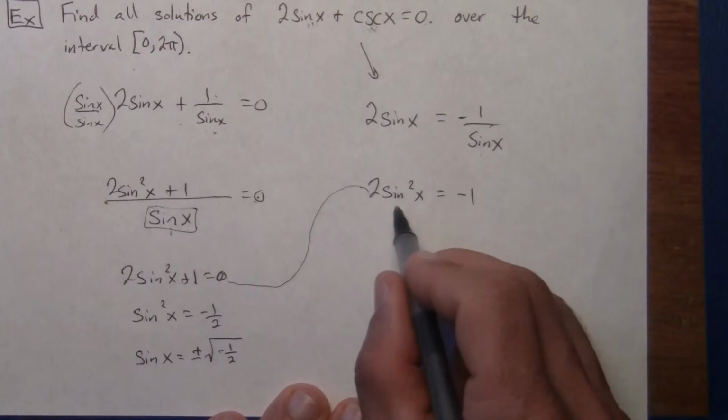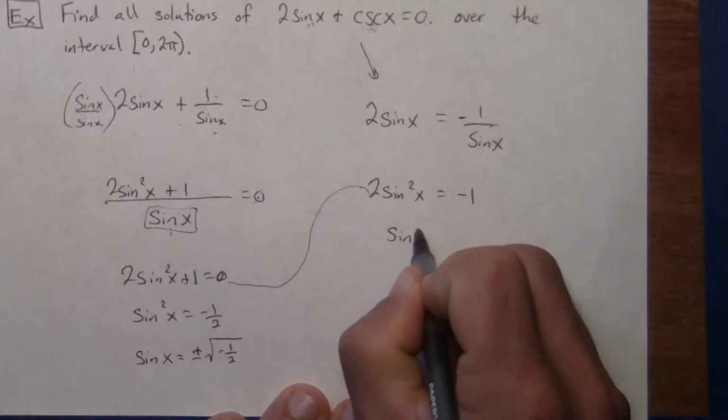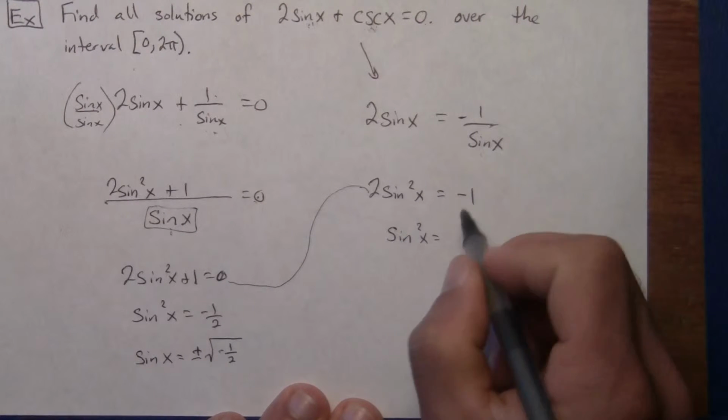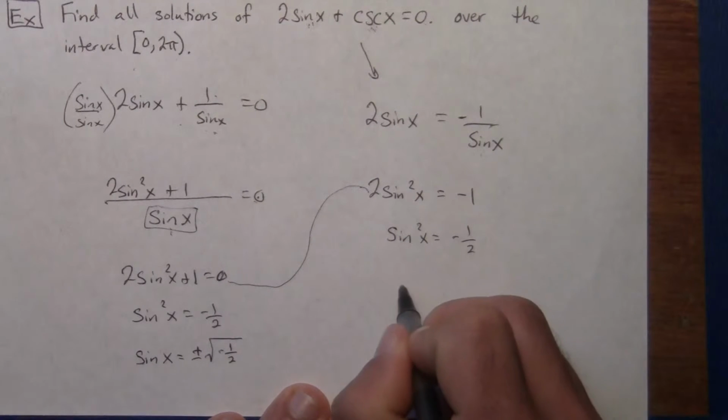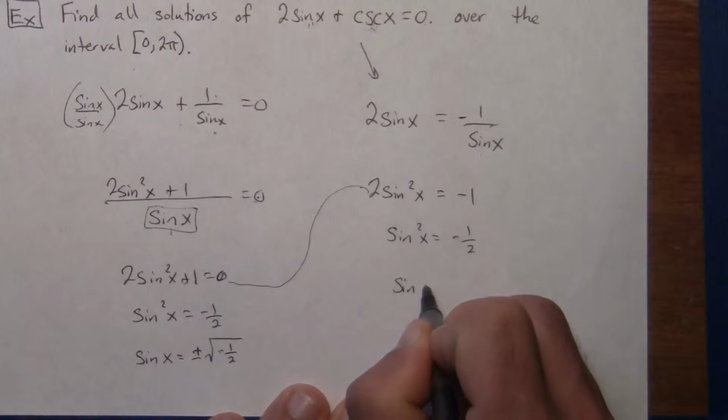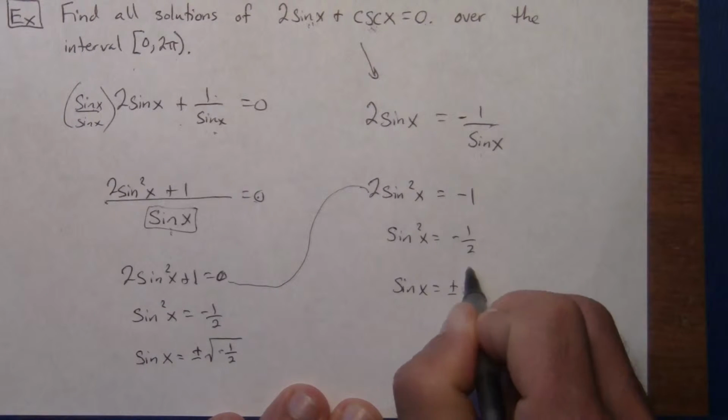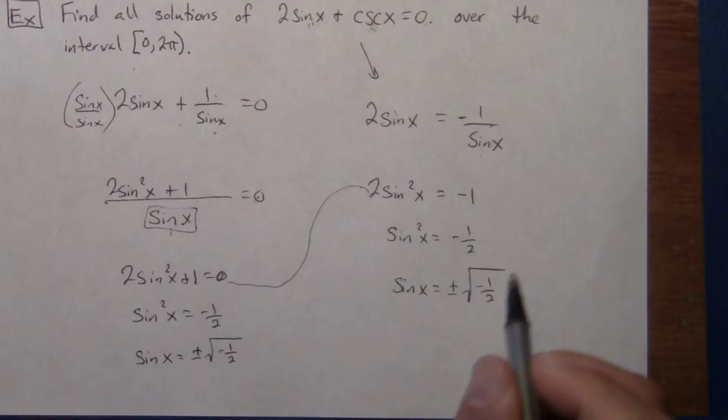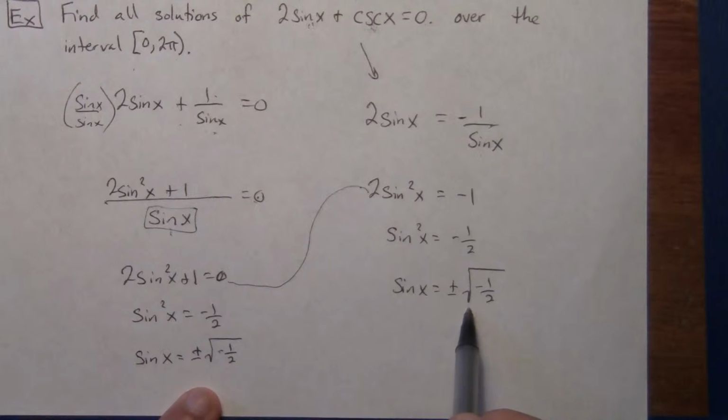But it all depends on the problem. So continuing to solve, I'm going to get sine squared of x is equal to negative 1/2. Again, take the square root of both sides. That's going to give me sine of x is equal to plus or minus the square root of negative 1/2. So I end up with the same thing, which is good.